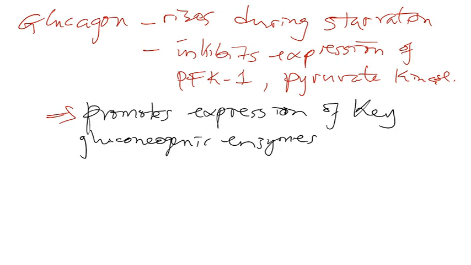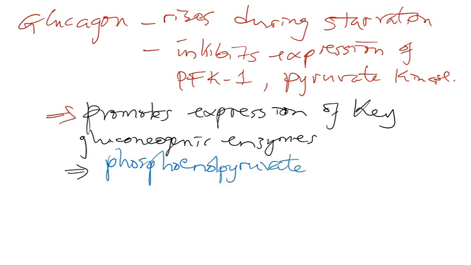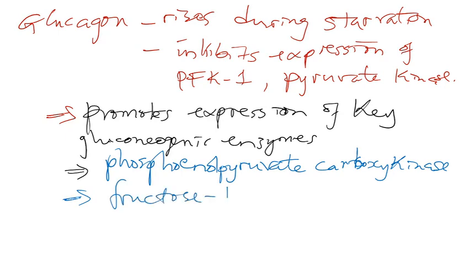Which ones are these key gluconeogenic enzymes? So we have one, phosphoenolpyruvate carboxykinase, and also fructose 1,6 bisphosphatase.